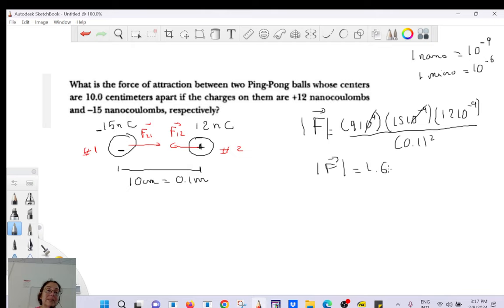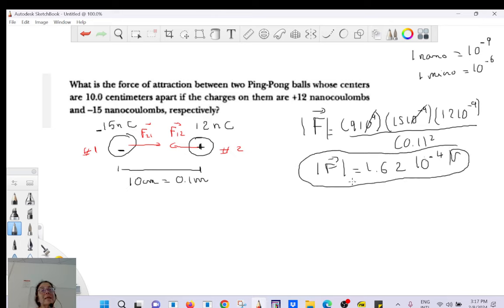So 1.62 × 10⁻⁴ Newton in magnitude. If it's not in magnitude, this one will be negative and this one will be positive, but the force is always the same. For every action, you have a reaction.